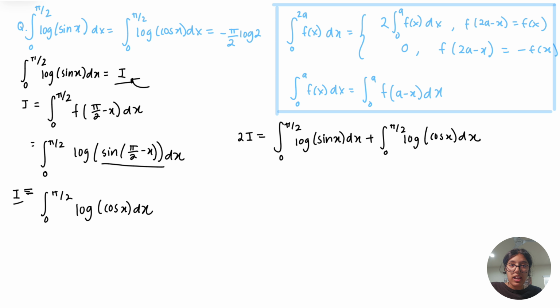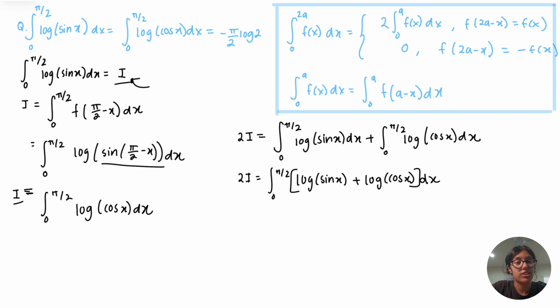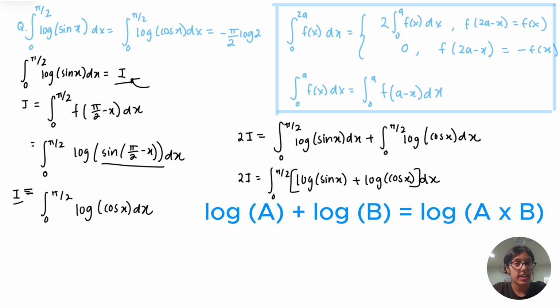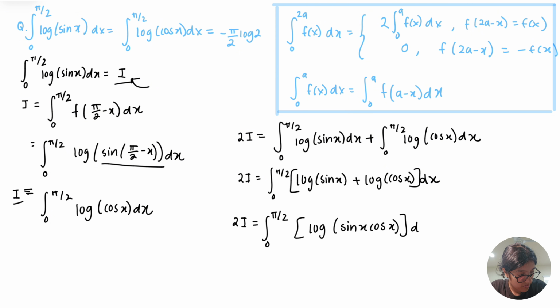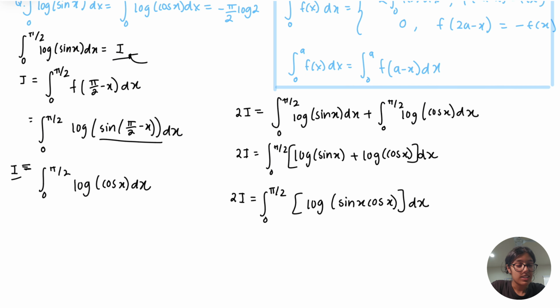And the reason I'm adding these is because if I add them, I can simplify this part a lot. In order to simplify it, I'm just going to make these two integrals one integral because the lower bound and the upper bound are the same. According to the properties of logs, we know that log a plus log b is equal to log a times b, so I'm going to apply that over here. And I want to simplify this a little bit more.